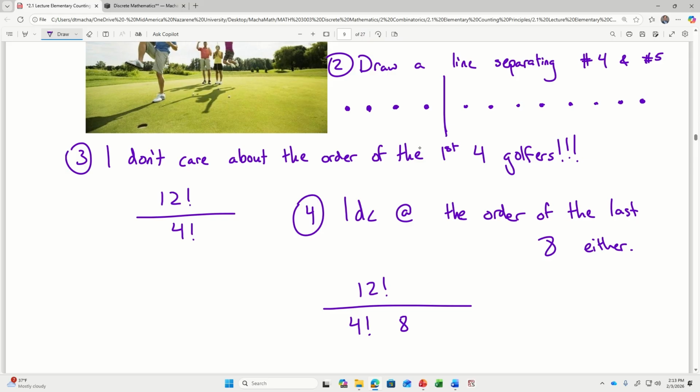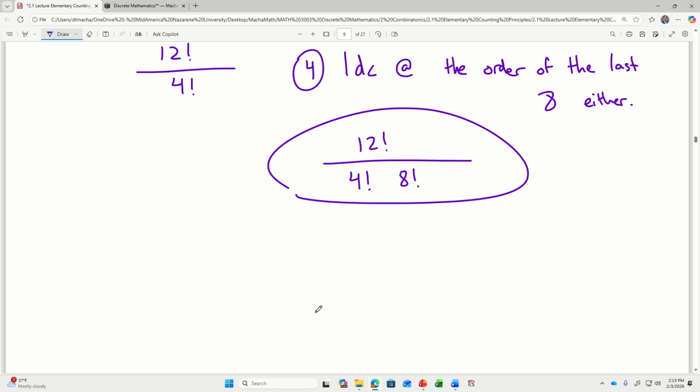8 factorial. So to get the correct count, I start off with 12 factorial. That's how many different ways I can order these 12 golfers. I divide by 4 factorial because I don't care about the order of the first 4. I divide by 8 factorial because I don't care about the order of the last 8 either. And dividing by those numbers will eliminate the redundant duplicate copies of this grouping. So that's how many ways we have to choose a group of 4 golfers.